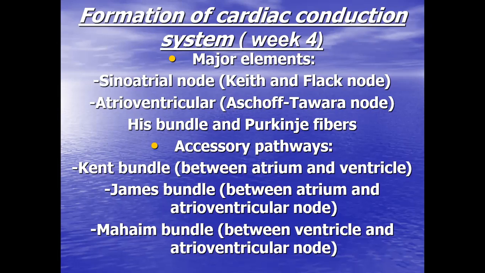Meanwhile, in the embryonic heart, the additional bundles of the conducting system are found out. Left and right Kent's bundle between the atria and ventricles, James bundle connecting the atria with atrioventricular node, and Mahaim's bundle connecting the atrioventricular node with the myocardium of the ventricles. All these additional bundles degenerate before the birth.